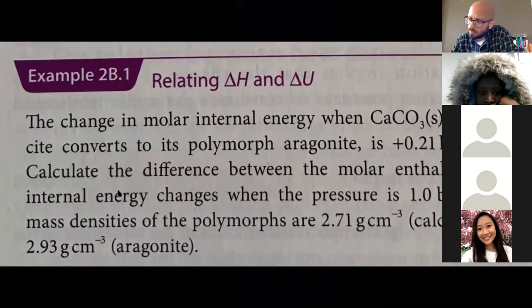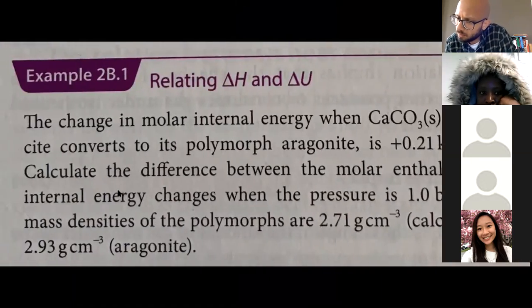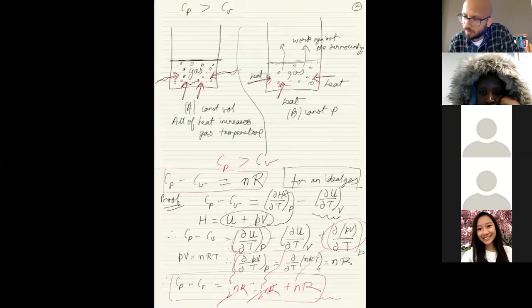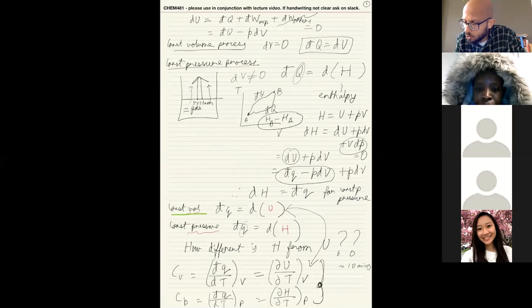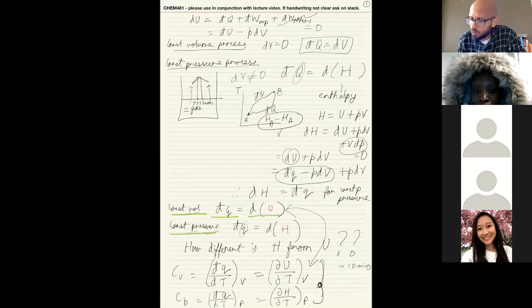Oh, I went to the very end of this. Okay, let's come back. So what did we do here? We talked about, this was a pop quiz moment. That's what I was talking about here: at constant volume, the change in heat is equal to the change in internal energy. At constant pressure, the change in heat is equal to the change in enthalpy.